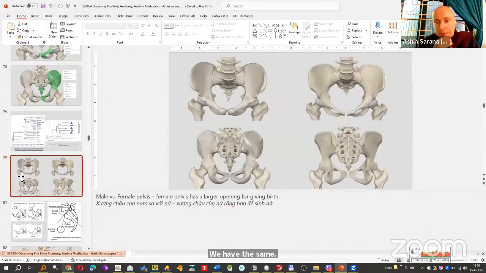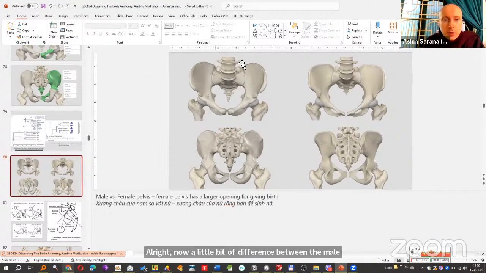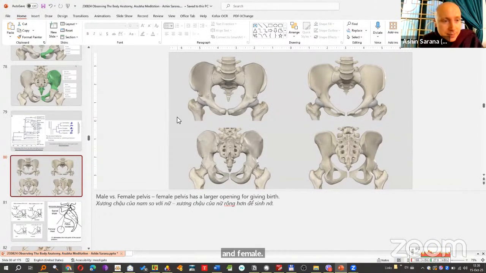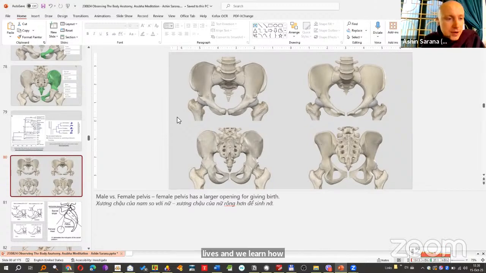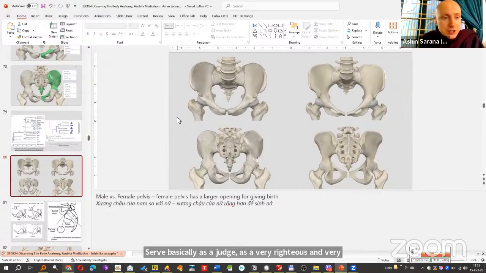All right, now a little bit of difference between the male and female pelvis. So in the Buddha's time, or in our scriptures, we can read the so-called Mahosadha Jataka. It's one of the longest stories of the Buddha's previous lives. And we learn how Mahosadha was very wise and clever and how he could serve basically as a very righteous and very knowledgeable judge for people. So he was judging who committed the crime, who did not, and so on.